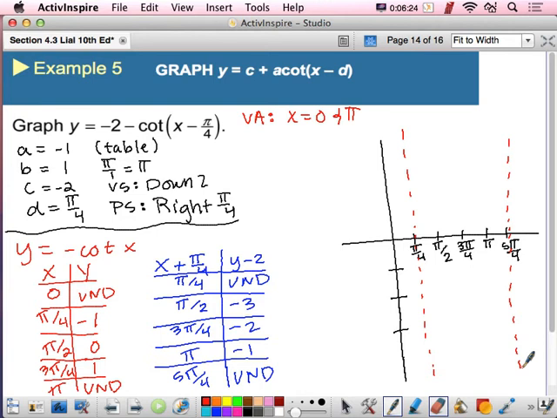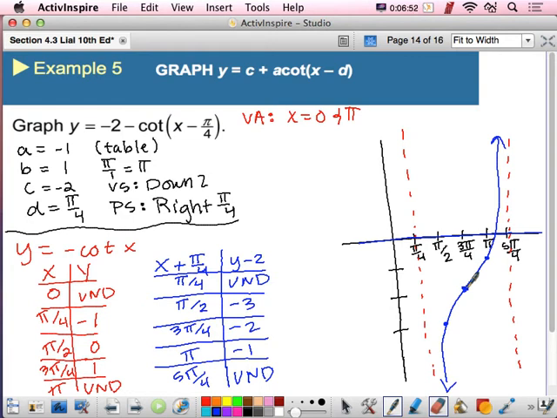Pi over 2, -3. 3 pi over 4, -2. And pi, -1. So you can see that this has definitely been shifted down off of this axis right here. See, normally it would have been here, but it's shifted down to there. So there it is.